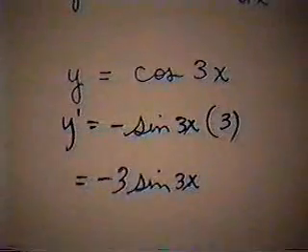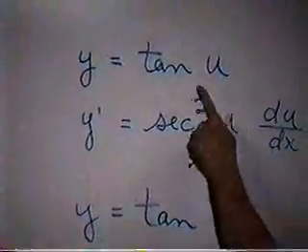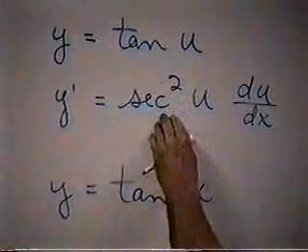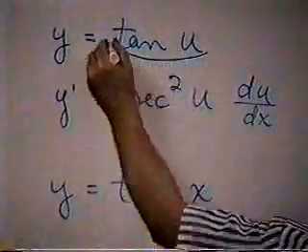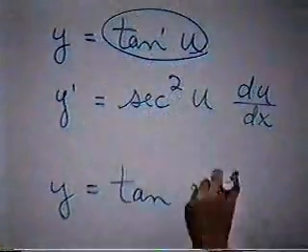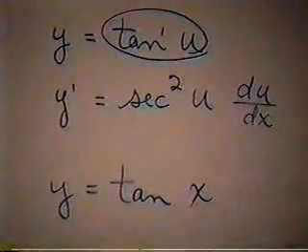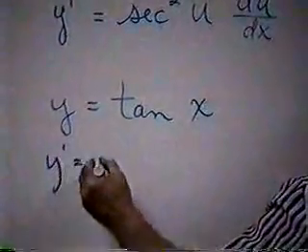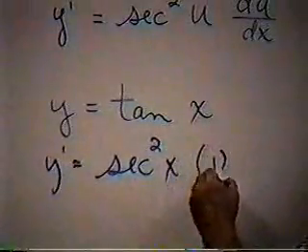All right, the next one to memorize is tangent. The derivative of tangent is secant squared. Just the derivative of tangent to the first power is secant squared, and then of course times the derivative of the angle. So let's come down here then. And so y prime would be secant squared of x times 1.